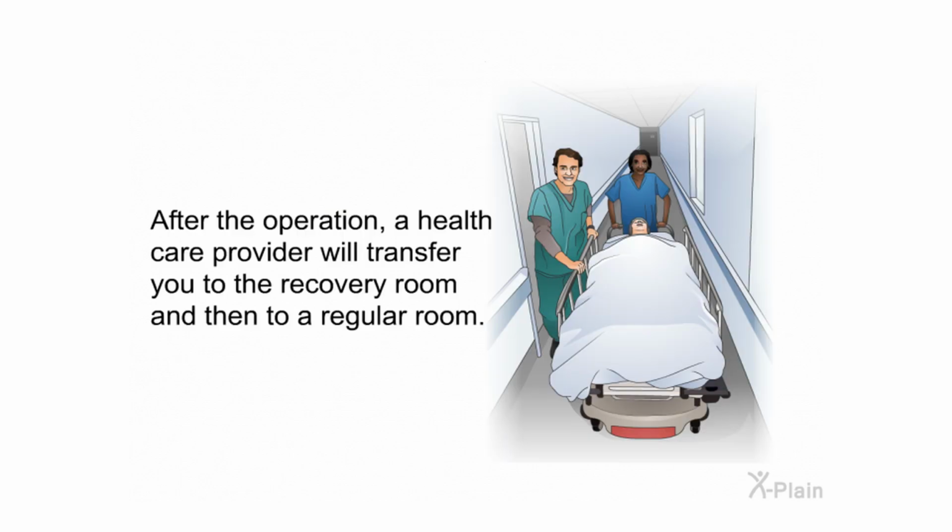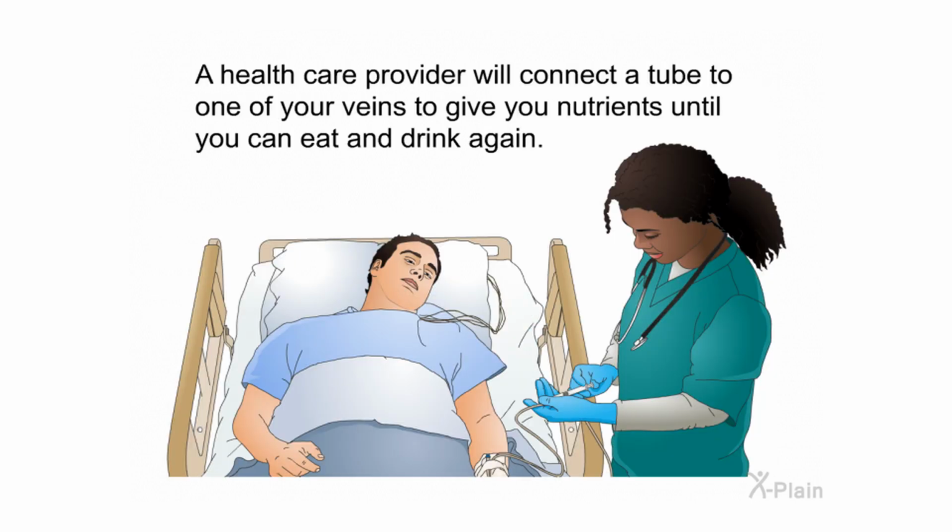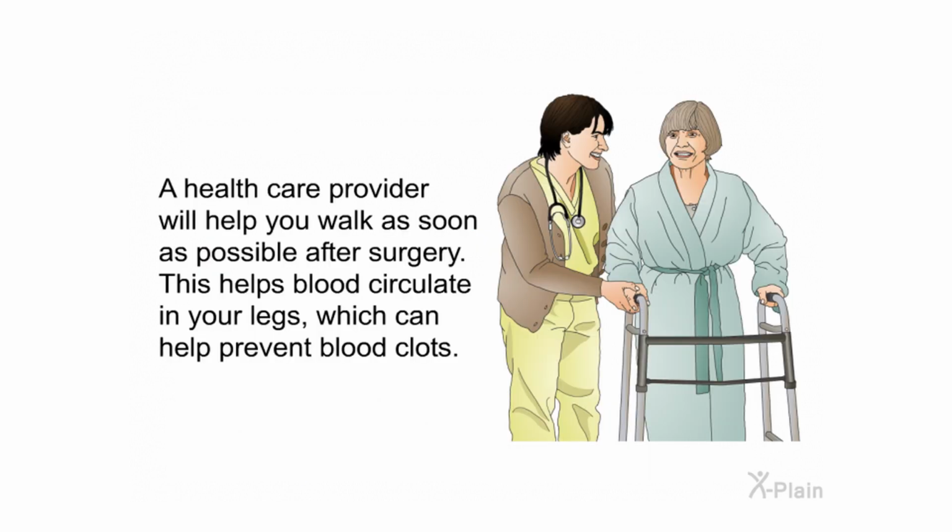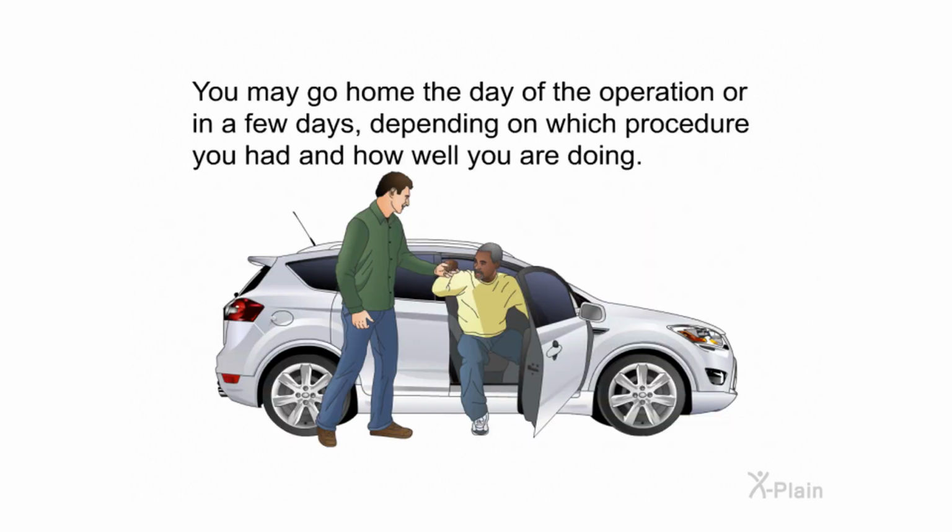After the operation, a healthcare provider will transfer you to the recovery room and then to a regular room. A healthcare provider will connect a tube to one of your veins to give you nutrients until you can eat and drink again. A healthcare provider will help you walk as soon as possible after surgery. This helps blood circulate in your legs, which can help prevent blood clots. You may go home the day of the operation or in a few days, depending on which procedure you had and how well you are doing.